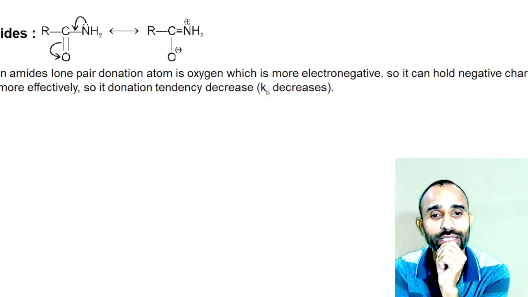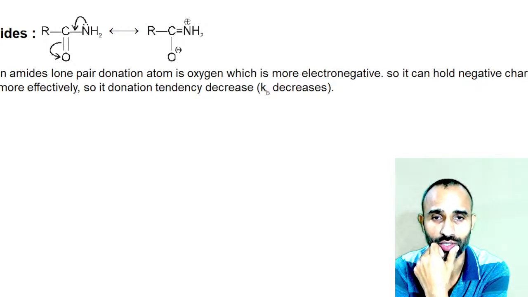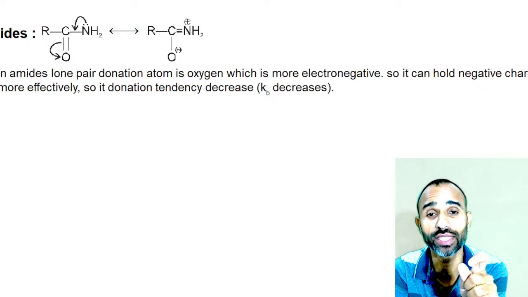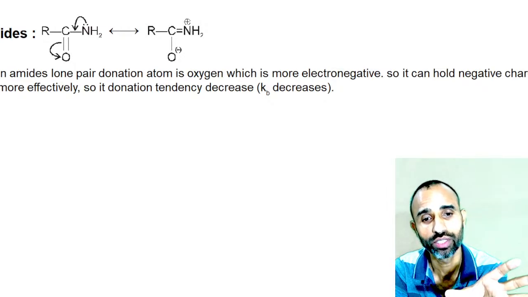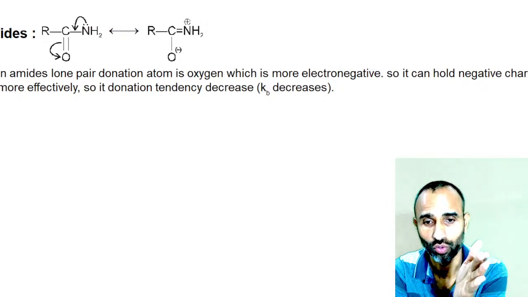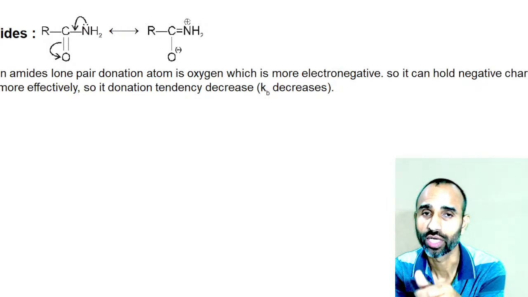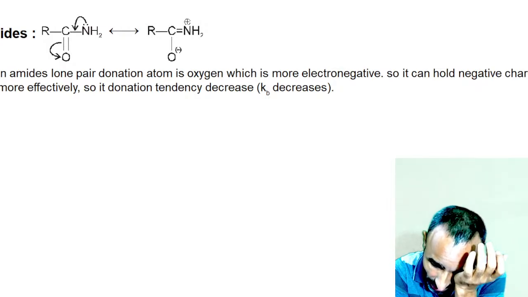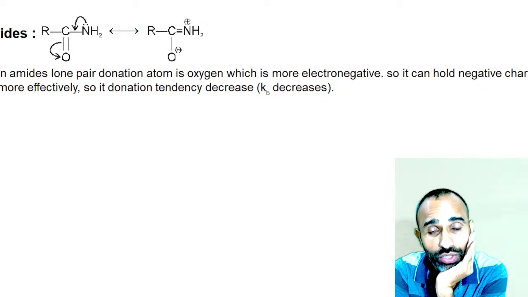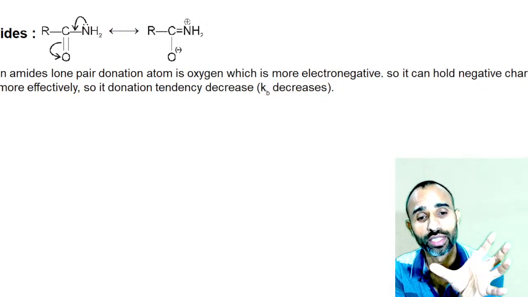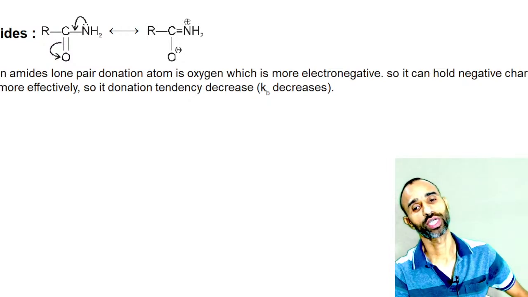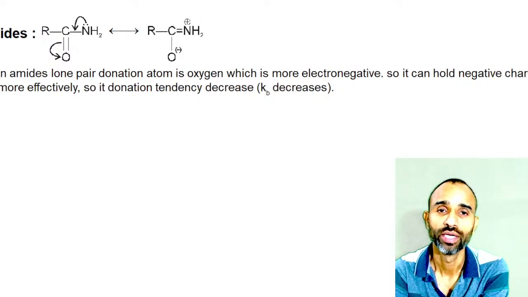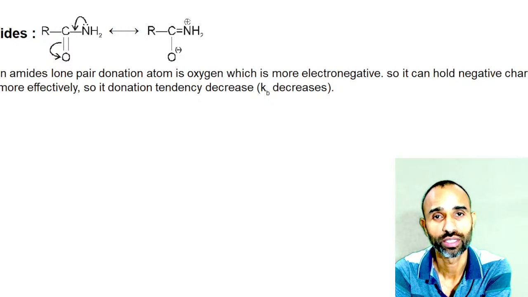Amides. I just told you that the CO group has resonance, and due to that the lone pair is involved in conjugation, and you know, if the lone pair is on oxygen, it cannot donate because oxygen is more electronegative than nitrogen, and that's why it can hold negative charge, so its donation tendency decreases, and that's why it is less basic than amines or even anilines.